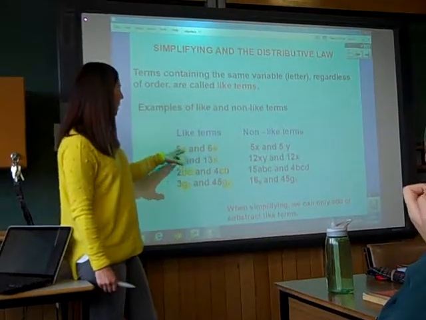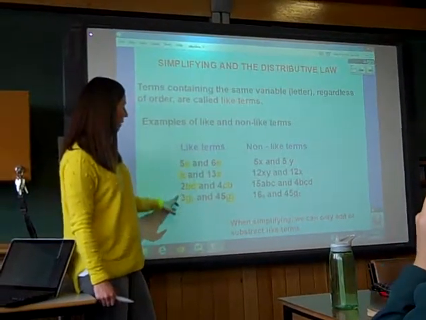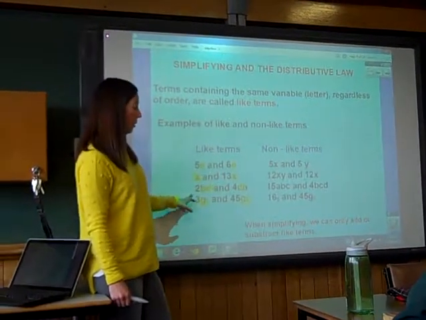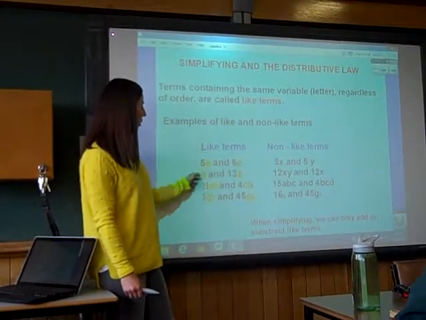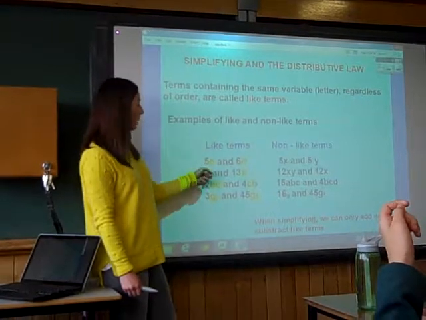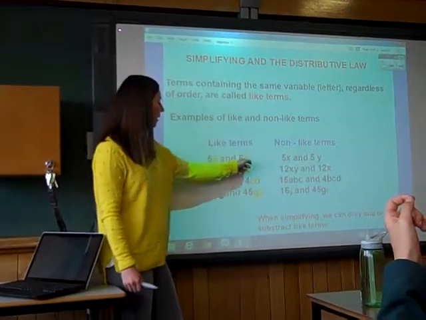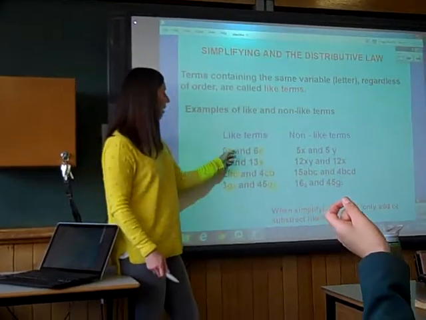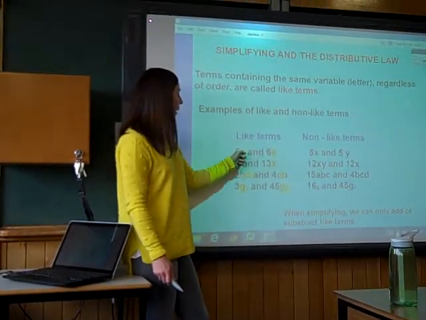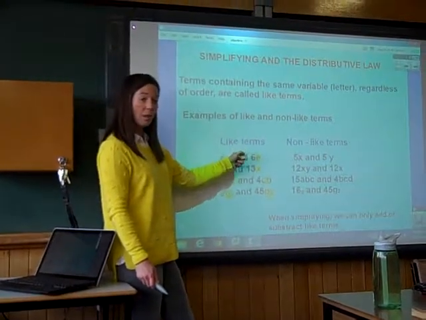So basically, if you look through this list here, these are all like terms. Look through this here, they're not like terms. So I'm going to go through quickly and tell you why these are like terms. What do the terms 5E and 6E both have in common? Can anyone tell me? They have an E. Yeah, they have an E. You can see that I've highlighted. They both contain an E, so we call that a like term.